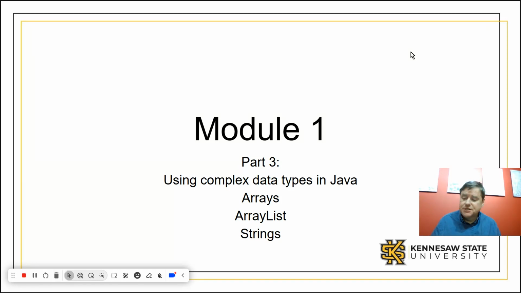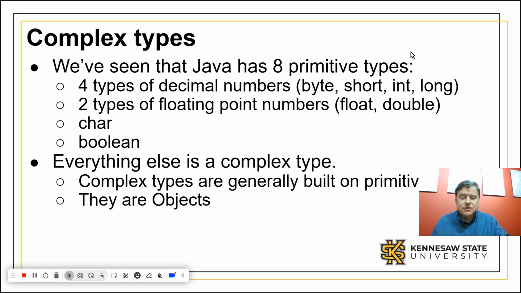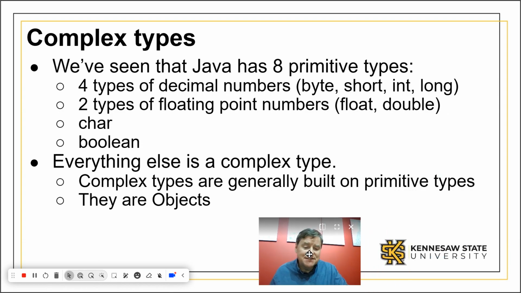This is CSE 1322, and today we're going to do part 3 of module number 1. In this lecture, we're going to talk about the different types of complex data types in Java, some of the built-in ones like arrays, array lists, and strings. So let's get started. First off, we've seen that Java has 8 primitive types.